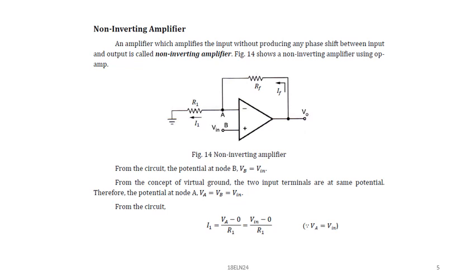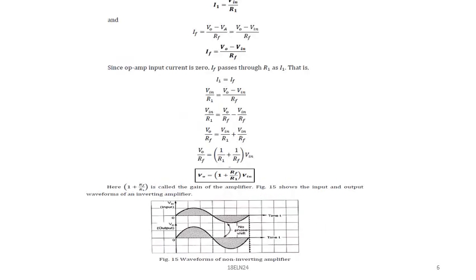Now from the circuit diagram, the direction of the current is shown over there. This is I1 and IF. Now based on the direction of the current, we will write the equation: VA minus 0 divided by R1. The potential at the terminal node A minus the potential at the other terminal, that is VA minus 0 divided by R1. What is VA? VA is Vin. So write it as Vin minus 0 divided by R1. So I got the equation Vin by R1. I1 is equal to Vin by R1.